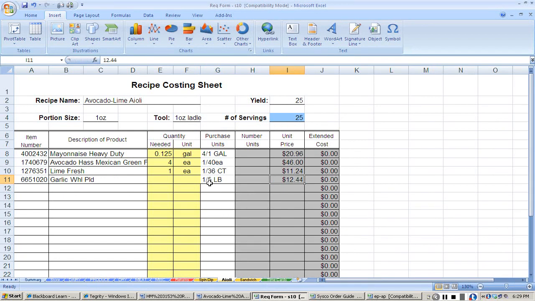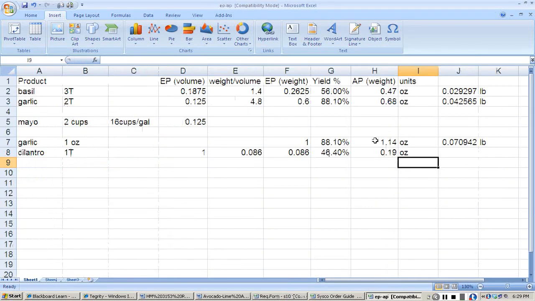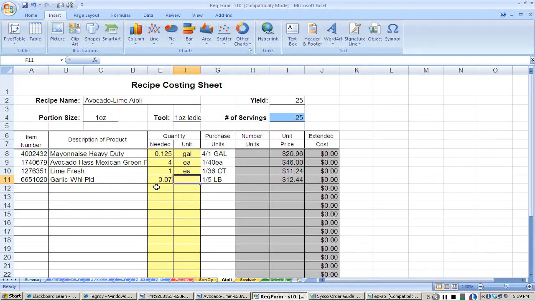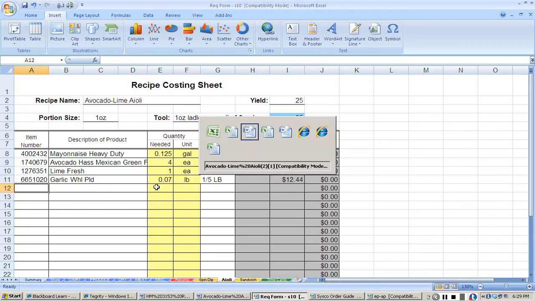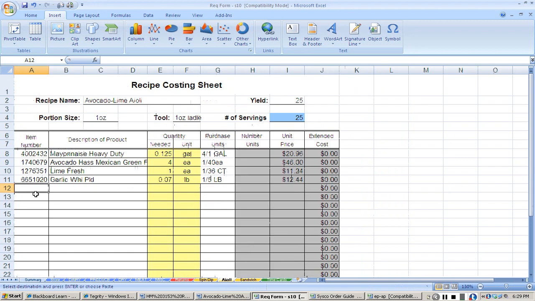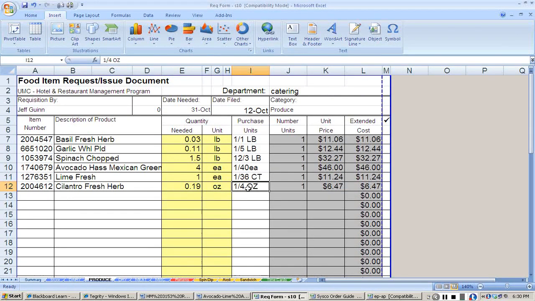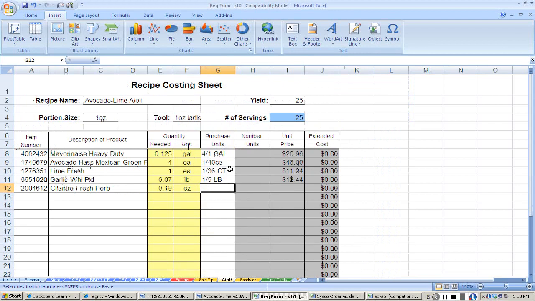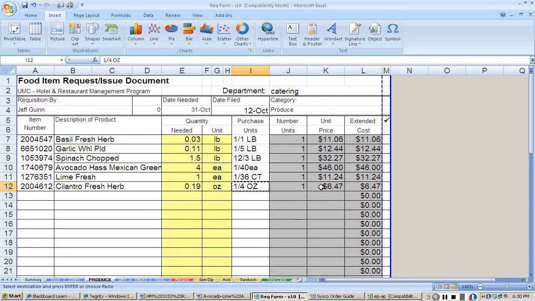And go back to our EPAP. Garlic, we needed 0.07 pounds. Remember, we combined it on the requisition part. 0.07 pounds. Next for our recipe is the cilantro. We need 0.19 ounces. Purchase units are 1/4 ounce. And $6.47.